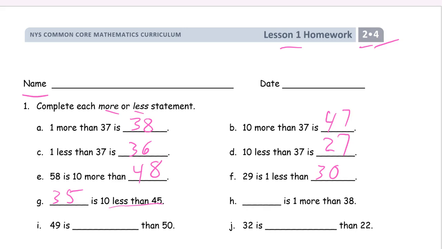And what is 1 more than 38? 39 is 1 more. 49, is it less or more than 50? It's less. How much less? It's 1 less. And here we have 32. Is it more or less than 22? It's more. How much more? It's 10 more.